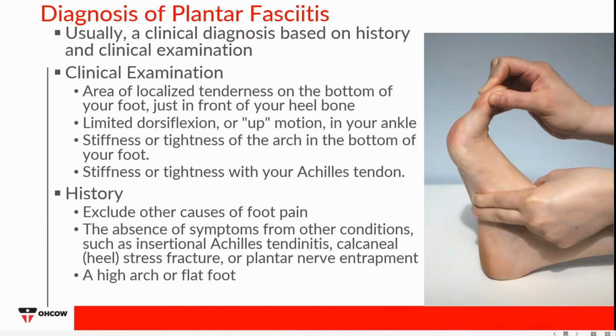The history, I discussed some of it previously, but basically in your history, you want to exclude secondary causes of this, and you want to make sure there are no other symptoms to point you in a different direction. You know, the high arch or the flat foot is usually not on history. Usually that's part of the clinical examination. In your history, you want to cover things like, is there a traumatic history? Are there systemic issues like fever, or is your patient diabetic? That will possibly take you down a different road.